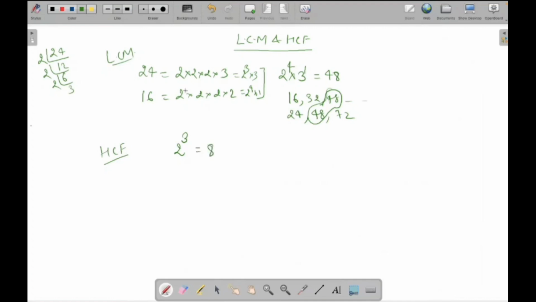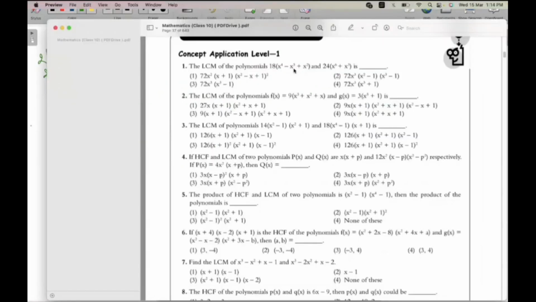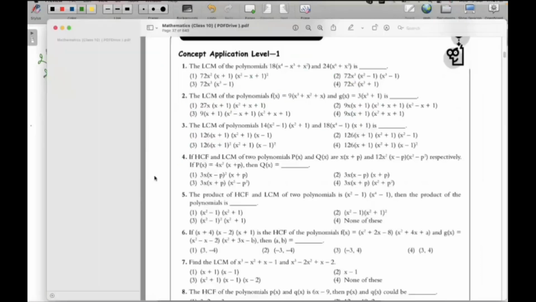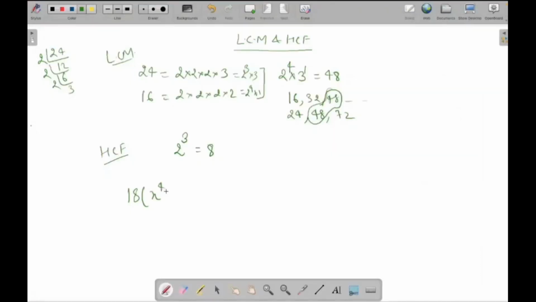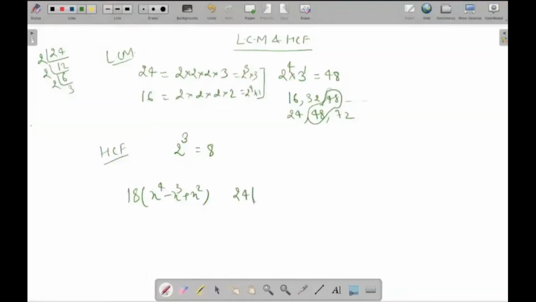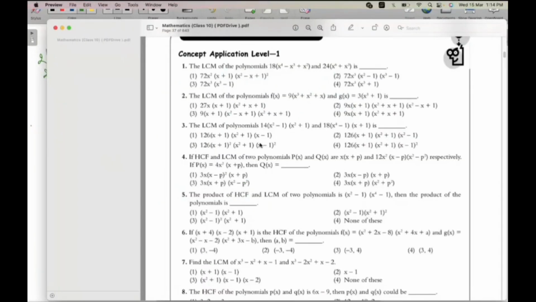And we follow the same principle in the case of polynomials. First we factorize them to a level where they cannot be factorized further, and then we evaluate the LCM. So, the LCM of these two polynomials: I've got 18 x to the power 4 minus x cube plus x square, and another one, which is 24 x to the power 6 plus x cube.